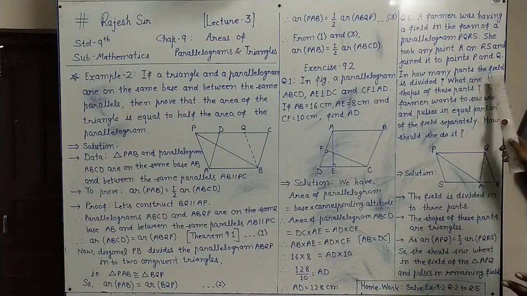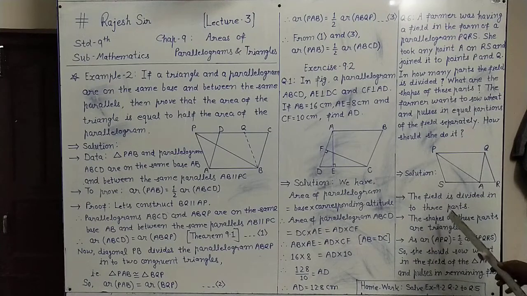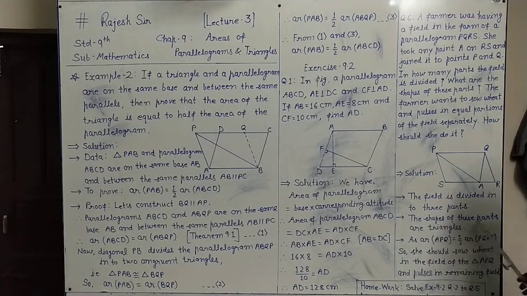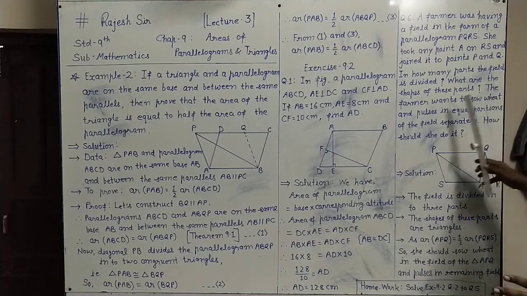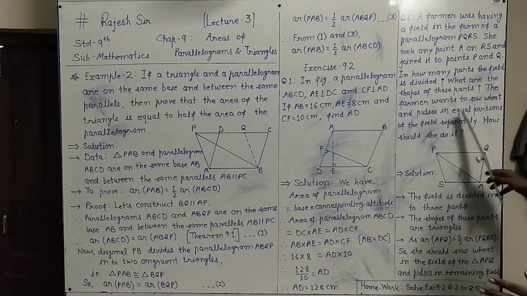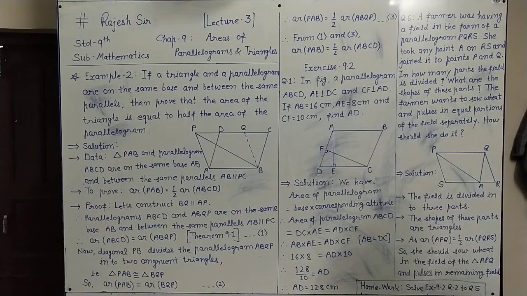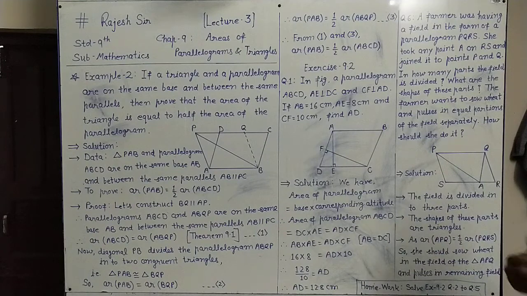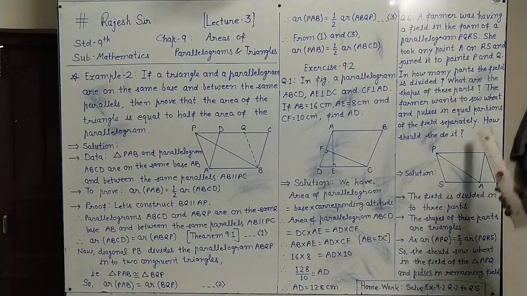The second question was, what are the shapes of these parts? The shapes of these parts you can see: PSA is a triangle, APQ is a triangle, and QAR is also a triangle. So the shapes of these parts are triangles. The third question is, the farmer wants to sow wheat and pulses in equal area. The wheat and pulses she wants to sow in equal amounts. So how does she have to do it?